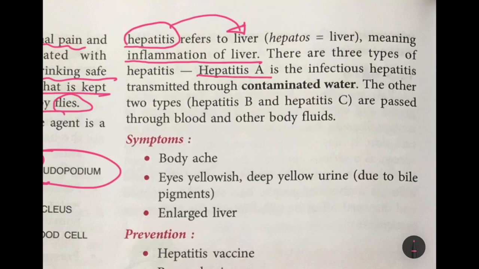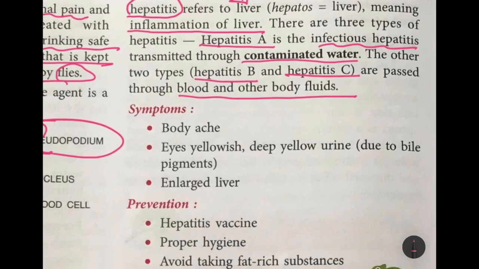You must have heard hepatitis A is the infectious hepatitis which is transmitted through contaminated water. When you drink contaminated water, you will get hepatitis A. The other two types, hepatitis B and hepatitis C, are passed through blood and other body fluids. So it is hepatitis A which comes into the body through contaminated water.